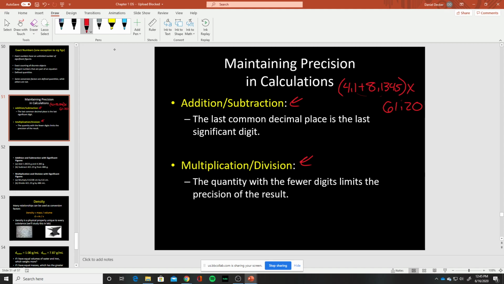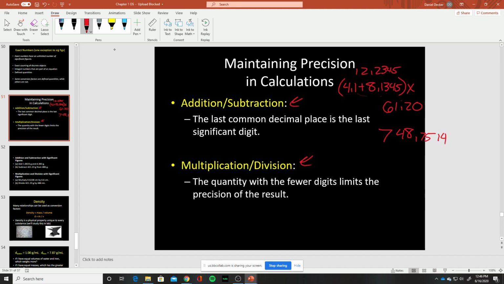So if I go ahead and say, well, I probably don't need a calculator for that, but oh well. 4.1 plus 8.1345. Inside the parentheses, I get 12.2345. Oh, that's interesting. That worked out that way. So inside the parentheses here, this is what the calculator gives me. And that's what I'm going to carry on through the rest of the calculation. So if I then multiply that by 61.2, I get 748.7514.